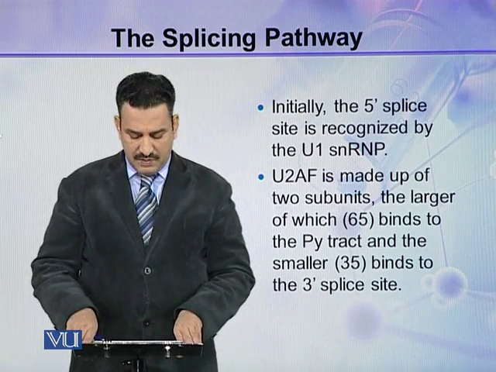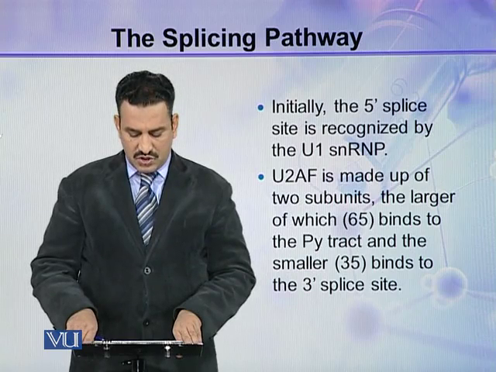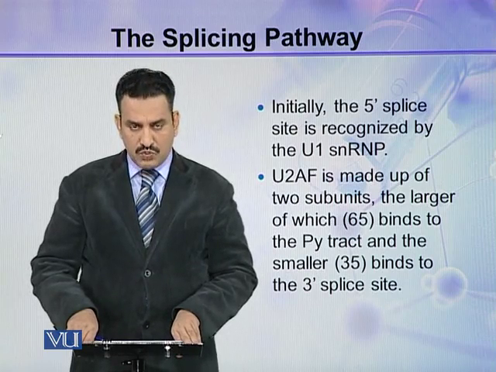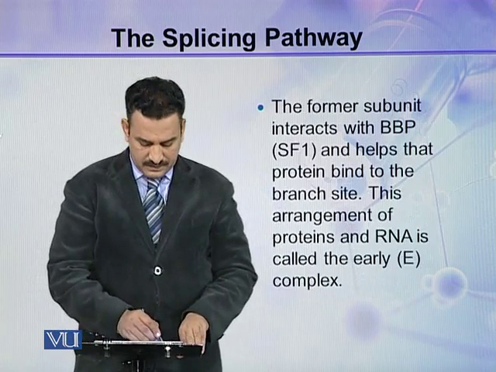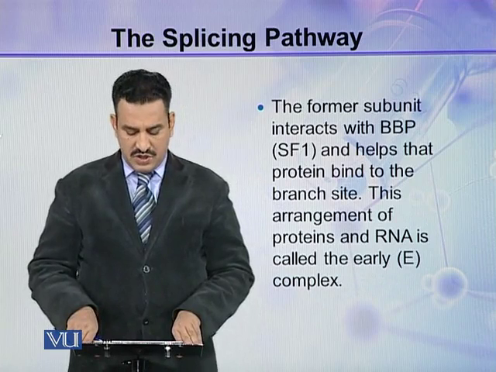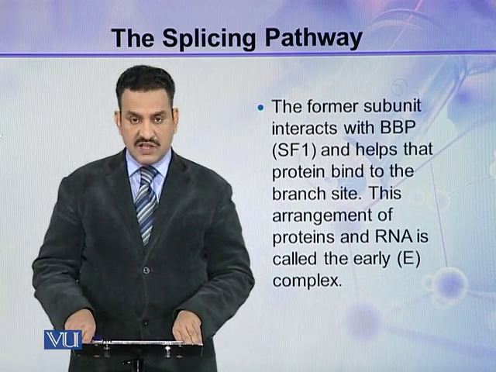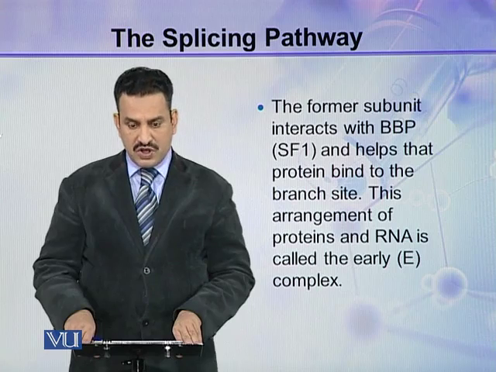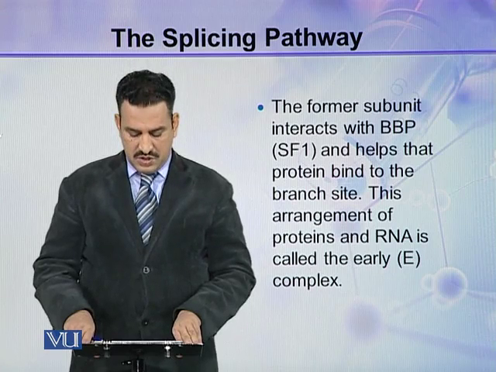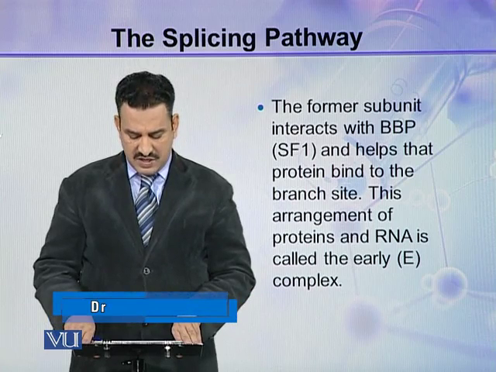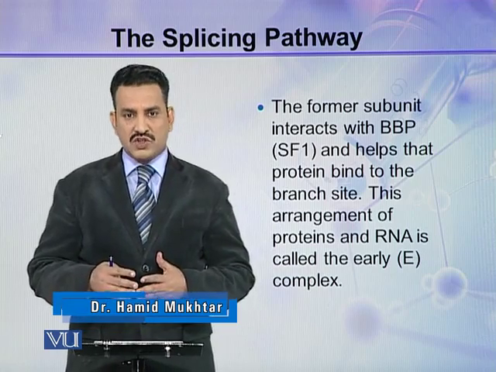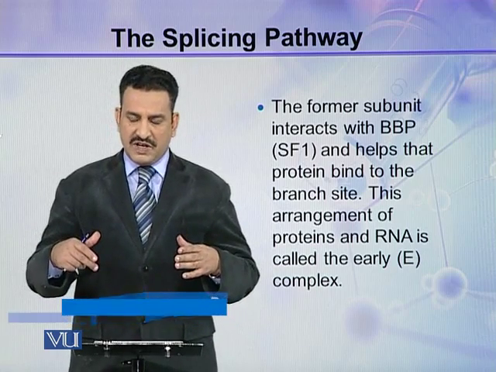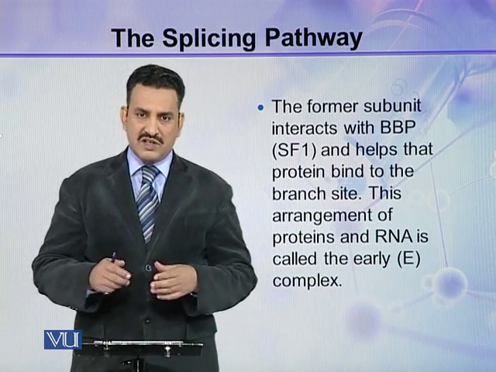U2AF is made up of two subunits. The larger, 65, binds to the PY tract, and the smaller, 35, binds to the 3' splice site. The former subunit interacts with BBP SF1 and helps that protein bind to the branch site. This arrangement of protein and RNA is called the early E complex. So the early E complex is formed by the attachment of all these proteins and SNRPs.